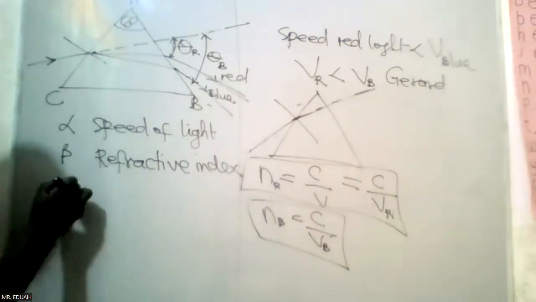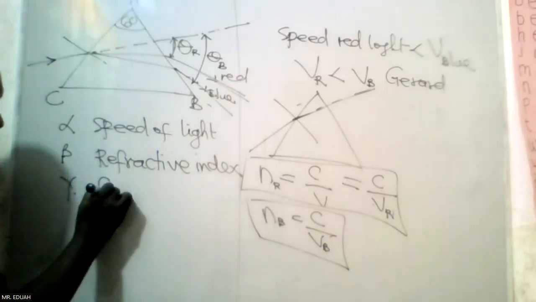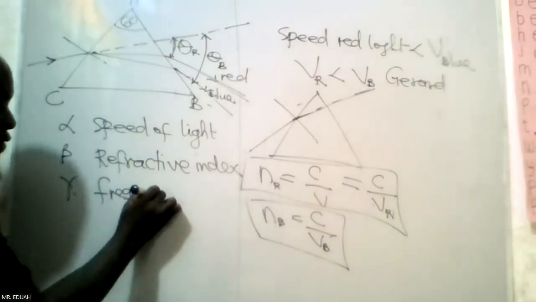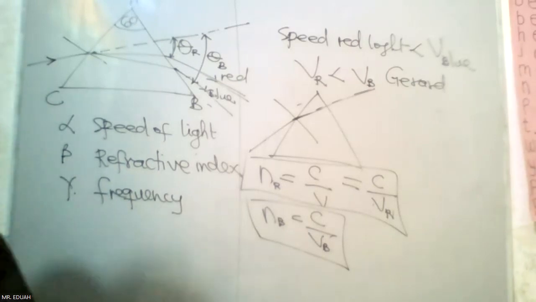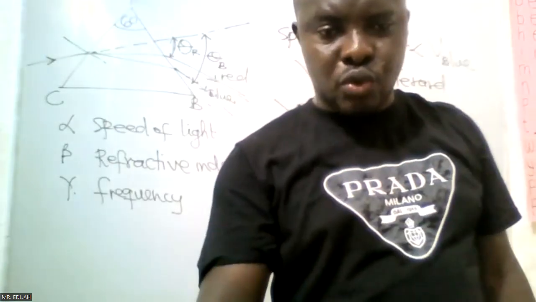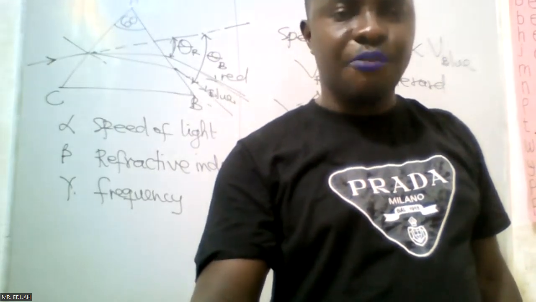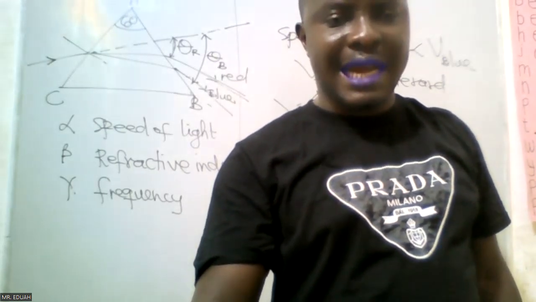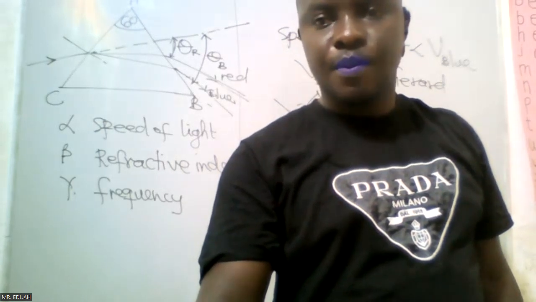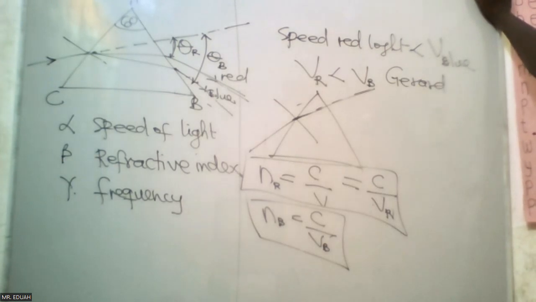Then gamma. The gamma question is about frequency. We are comparing the frequency of red light and blue light. Let me throw this question to Ifwa, what is your opinion? The frequency of blue light and red light. Ifwa, the frequency of red light and blue light, we are comparing.